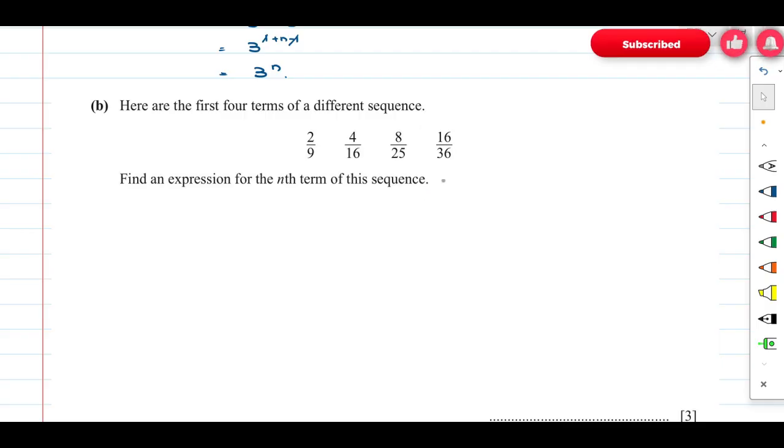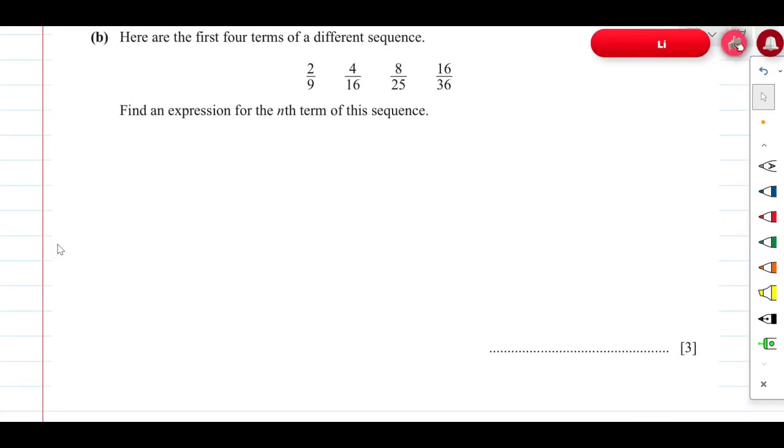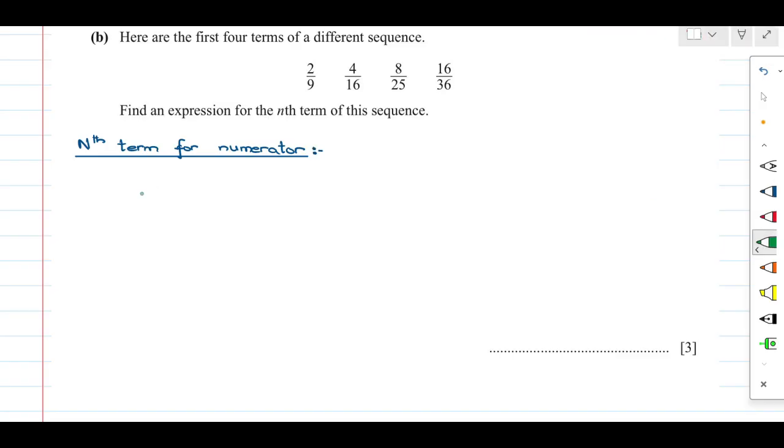All right. So when the sequence is in fractions, it is better to find the nth term separately for the numerators and for the denominators, right? So let me start with the numerator first. So we can say the nth term for the numerator. Since the numerator sequence is 2, 4, 8, 16, and so on.